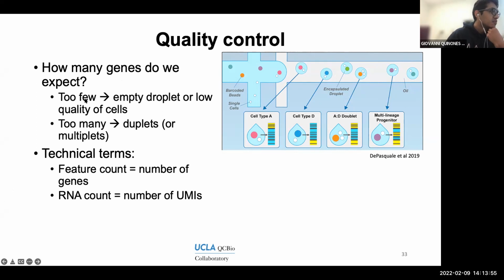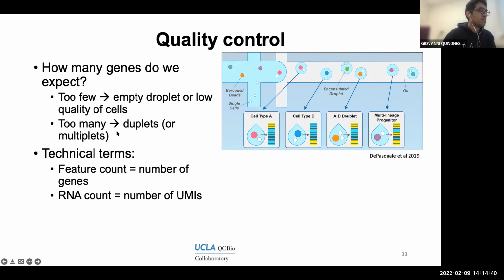There are things such as too many or too few. If you have too few genes, then that could indicate that this particular cell, either the droplet was empty, there was no cell in the droplet in the first place, or it was a low quality cell, meaning this cell was already going through apoptosis or some other pathway, or it already stopped transcribing, or maybe some technical reason why this cell does not contain enough RNA. So whatever measurement you get from this cell is not going to be too reliable.